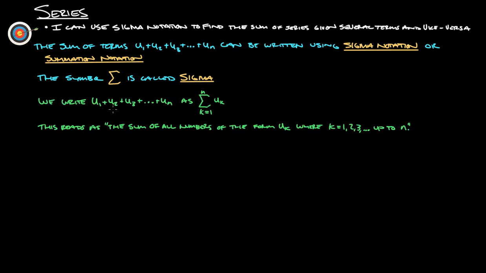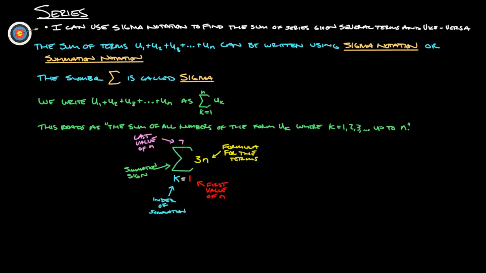We write u1 plus u2 plus u3, and so forth, all the way up to un as this here. We've got our sigma notation, k equals 1 on the bottom and n on the top, and then we've got our u sub k out here. So this reads as the sum of all numbers of the form u sub k, where k equals 1, 2, 3, all the way up to whatever n ends up being. That n is going to be the last term in the sequence.